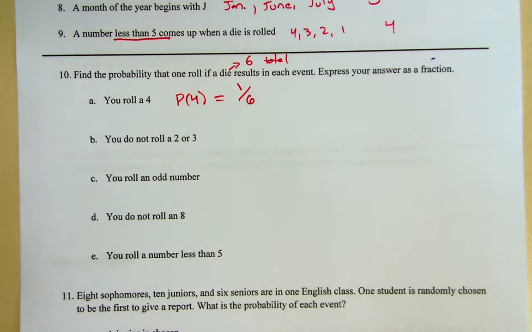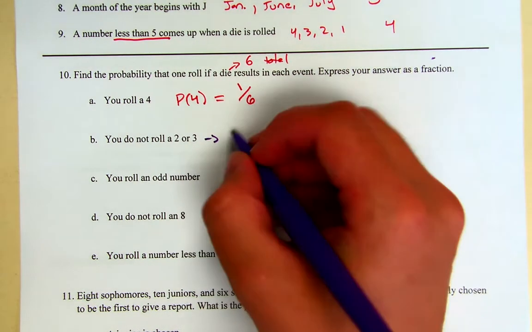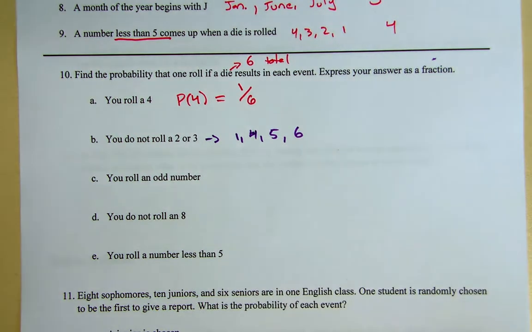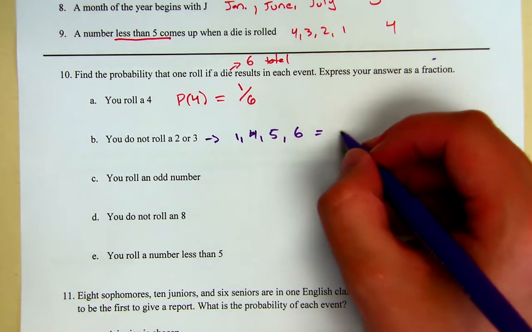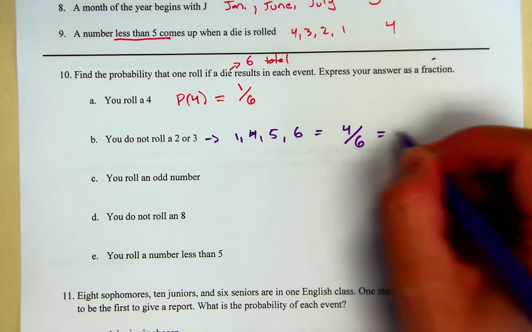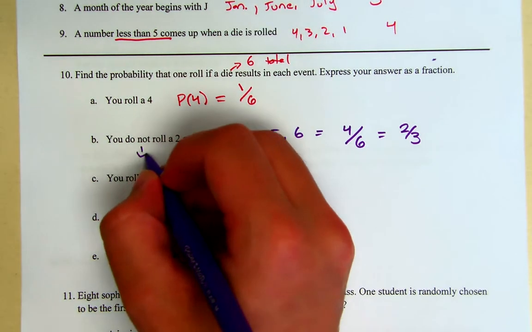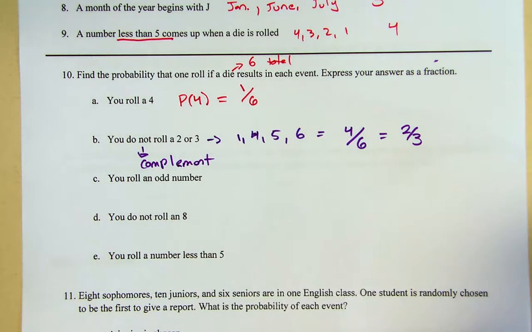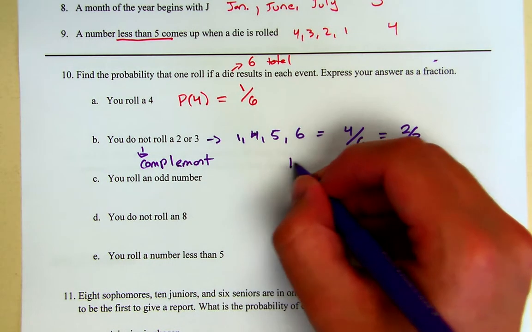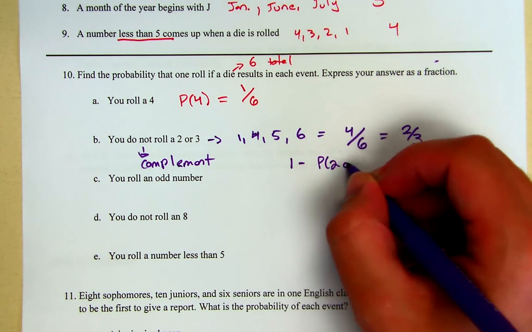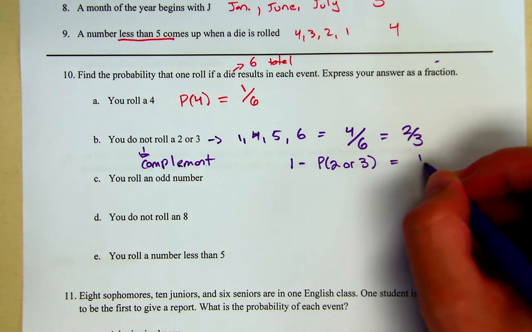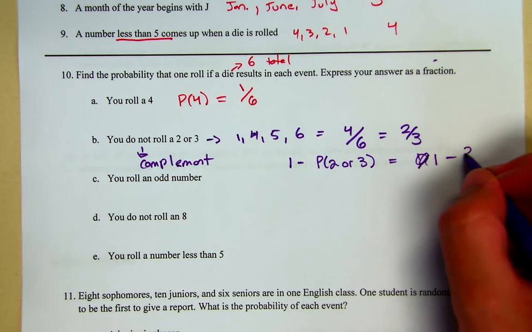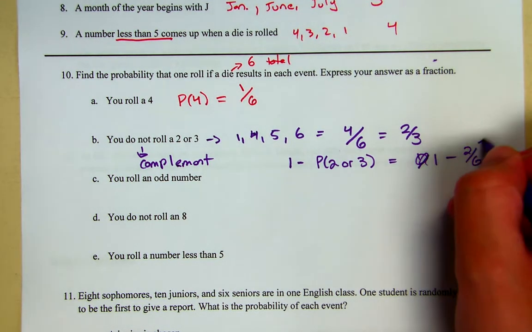If you do not roll a 2 or 3, so that means that you roll a 1, a 4, a 5, or a 6. So the probability that you do that is 4 total options out of 6, or 2/3. This is what we call a complement. So we could also do 1 minus the probability of rolling a 2 or a 3, which is 1 minus 2/6, which again will get you back there.